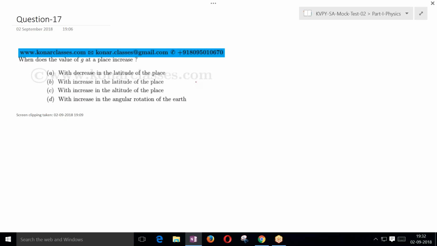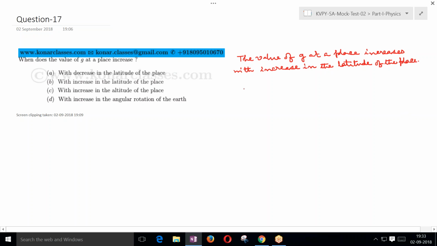So what we can write here, it's very straightforward: the value of g at a place increases with increase in latitude of the place. So we get the correct option as B.